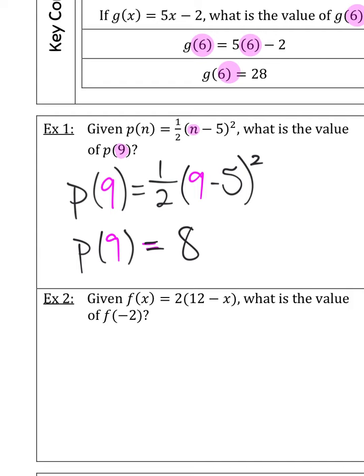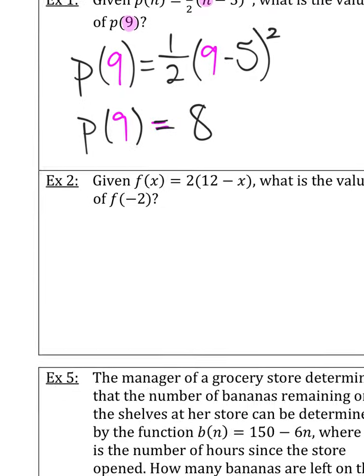Does your paper look like my paper? If it does, fantastic. That is as easy as it gets. All you're doing is plugging in the information that it provided into the letter that it tells you to put it there, and that is it. All right, let's try it again on example number 2.